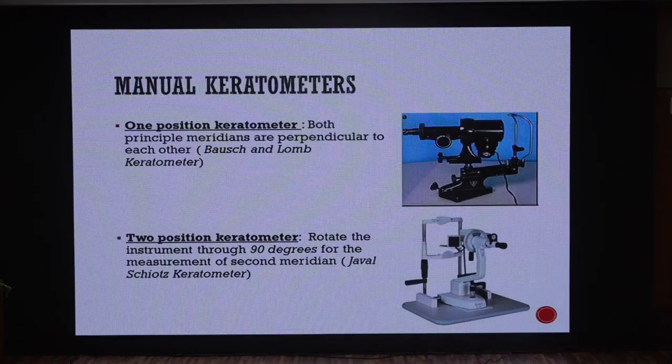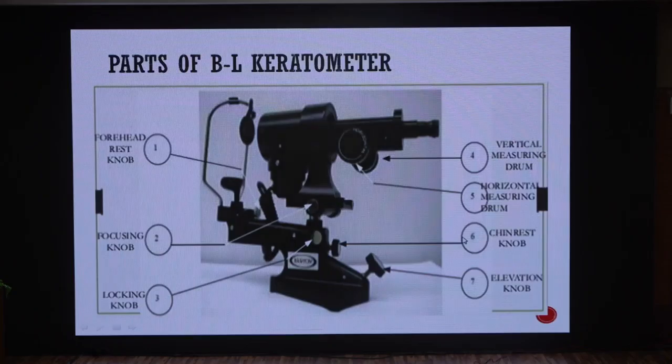Coming briefly to the manual keratometer, the major varieties available are Bausch and Lomb and Javal Schiotz. Bausch and Lomb is also known as a one position keratometer because the axes are already perpendicular to each other and you don't have to rotate the system to measure the second axis. The two position keratometer is the Javal and Schiotz keratometer. Here the system has to be rotated to measure the second axis. This is known as a two position keratometer.